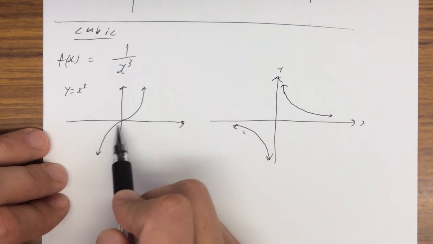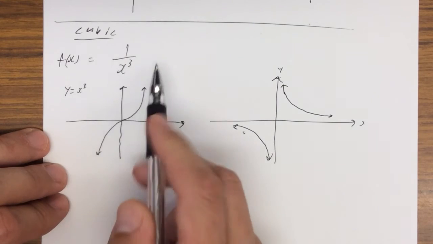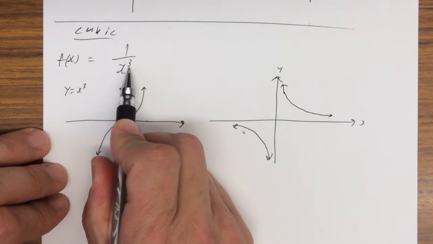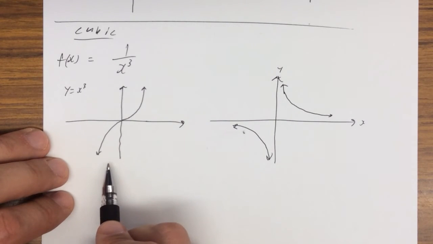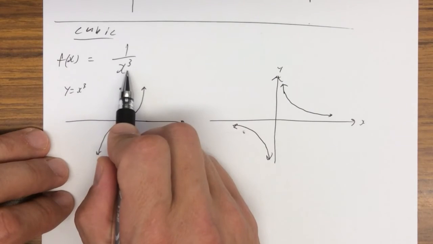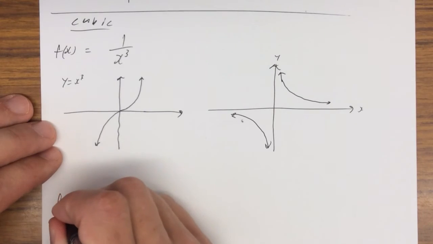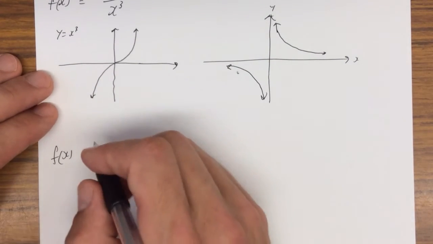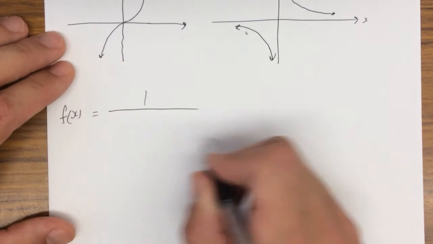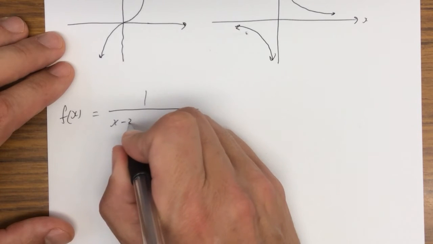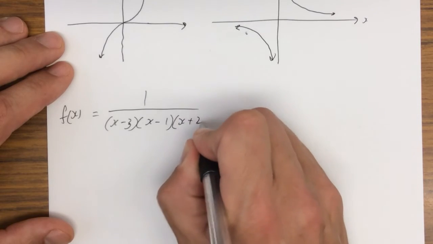And the thing is, this looks a lot like 1 over x to the 5th, 1 over x to the 7th. Wherever there is an odd power, it looks like this, maybe just a little bit tighter. So 1 over x to any odd number is going to look similar to this. Okay, another example might be f of x equal to 1 over, let's do one completely factored with 3 factors: x minus 3, x minus 1, and x plus 2.